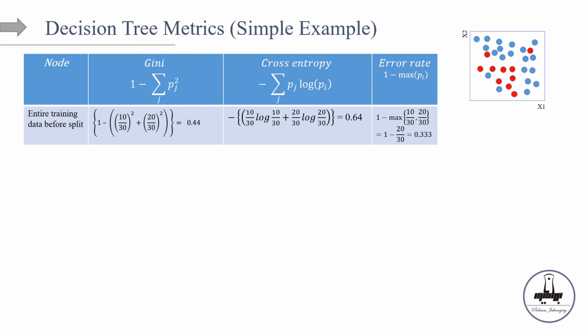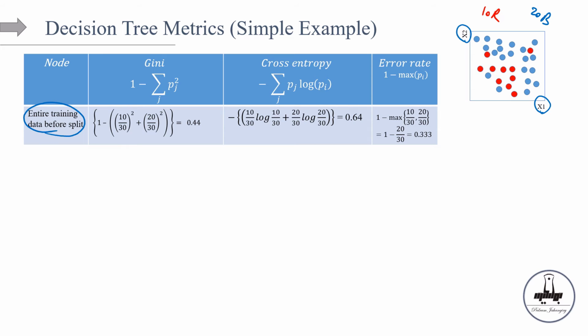So here is our simple example. Imagine there are two features, x1, x2, and we have two classes. There's going to be 10 red circles and 20 blue circles. Okay. We are going to calculate the Gini index, cross entropy, and error rate before making any split and after making a couple of splits and comparing these numbers. So let's start with the case that the entire training data set is used before making any split.